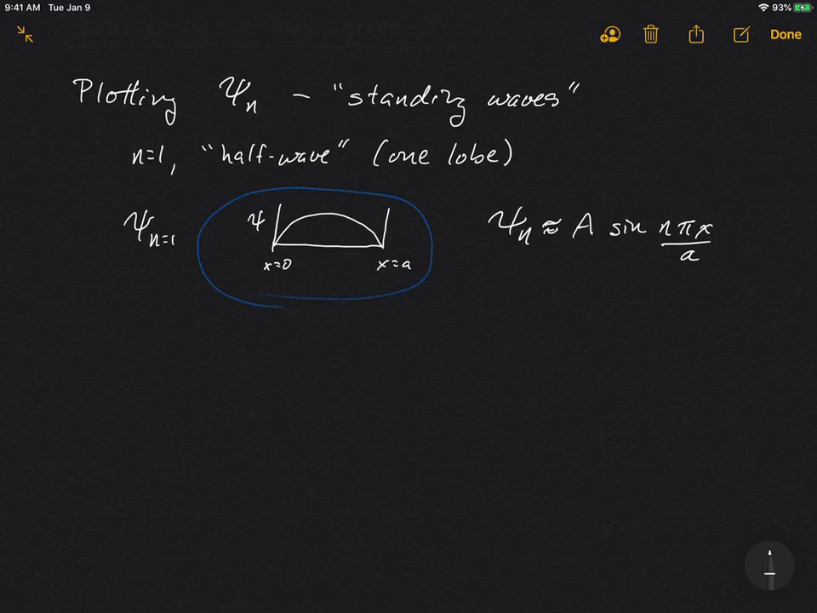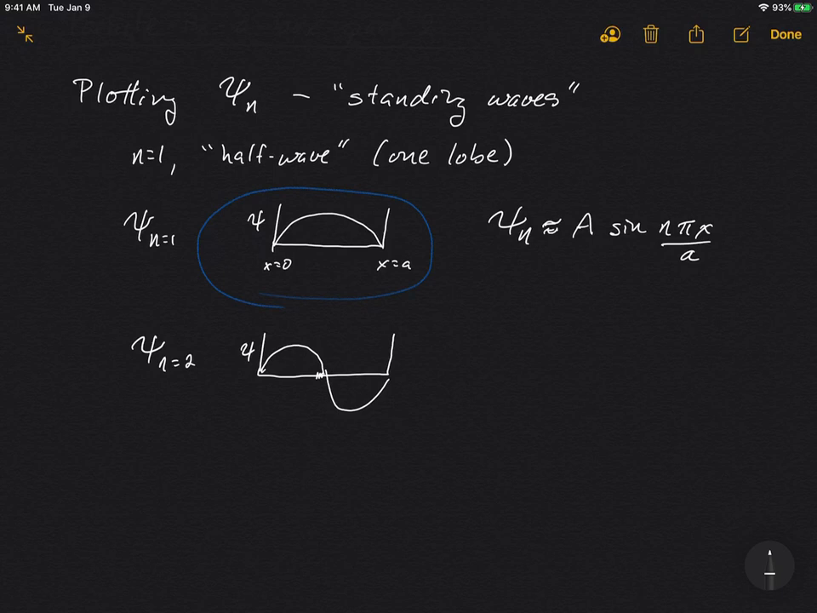Now let's take a look at n equals 2. That would be a function that's sine over the range of 0 to 2 pi. So that's going to be a full wave. It's going to have a positive lobe and a negative lobe. And so there's going to be a positive lobe that's roughly at the first half of the box, and then a negative lobe for the second half. And so this looks a little different than our first state.